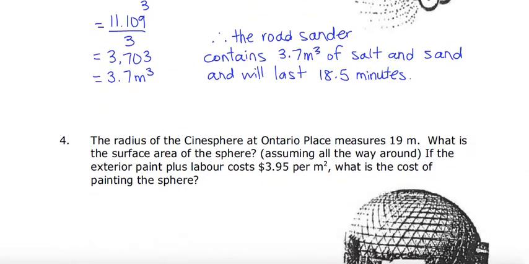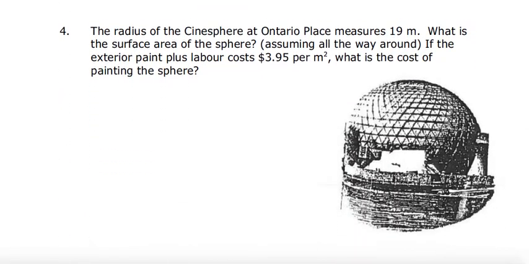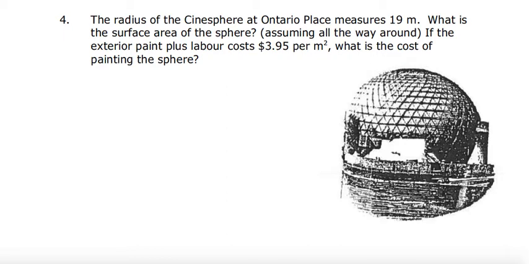The next example we're going to look at uses the Cinesphere at Ontario Place. So Ontario Place, if you haven't been, is in Toronto. The radius of the Cinesphere at Ontario Place measures 19 meters. So what is the surface area of the sphere? So we're going to start by writing our radius. The radius is 19 meters. So the first question is, what is the surface area of the sphere?